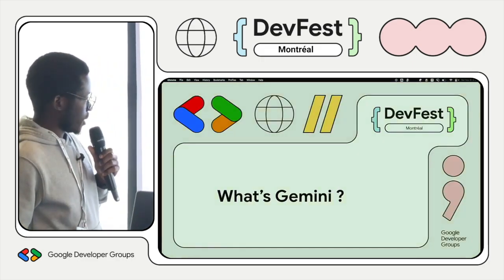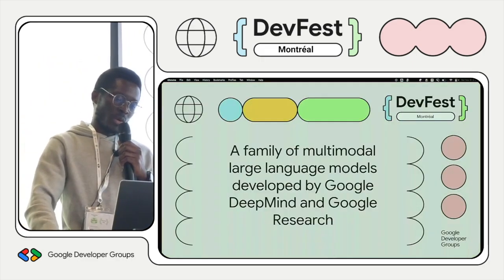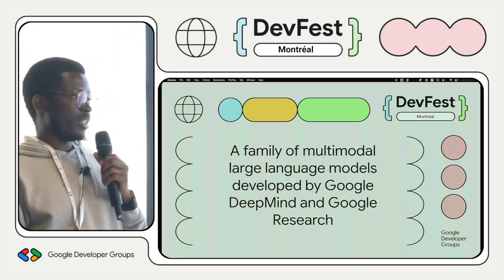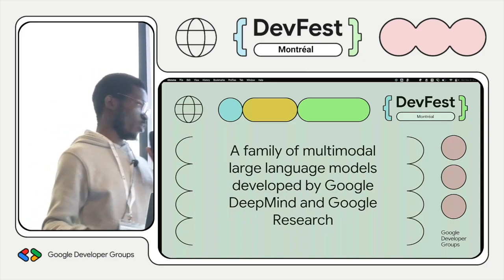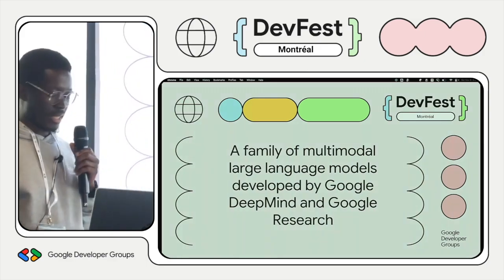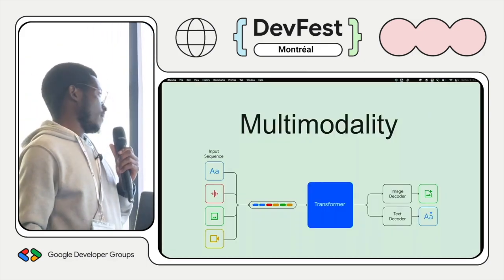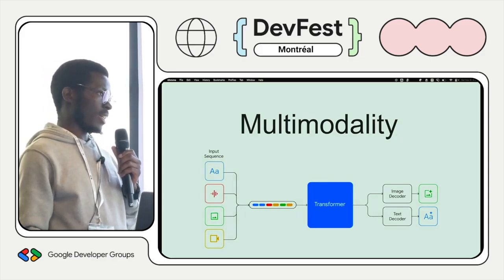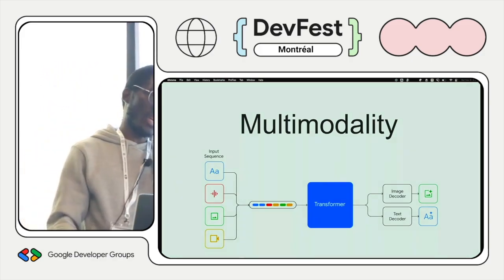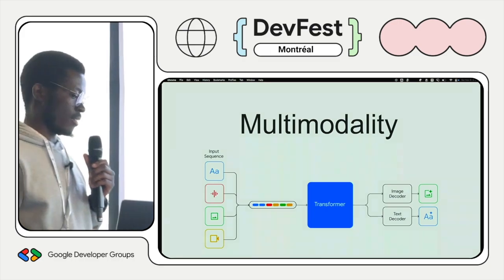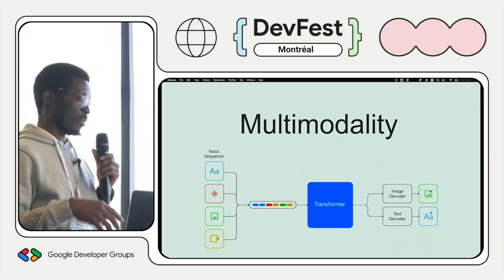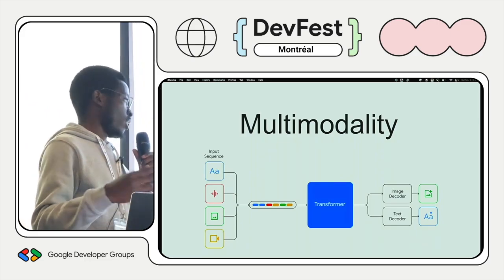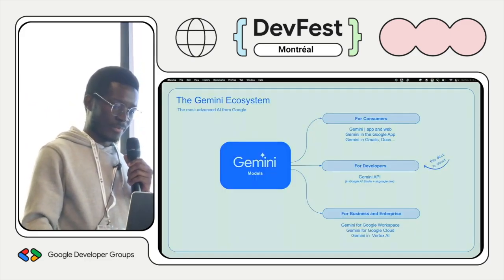So what is Gemini? Gemini is a family of multimodal large language models that has been developed by Google Research and Google DeepMind. By multimodal, we mean that it can handle different kinds of inputs. It can take text, images, video, and audio, transform them, and give you an answer regarding what you have asked for.